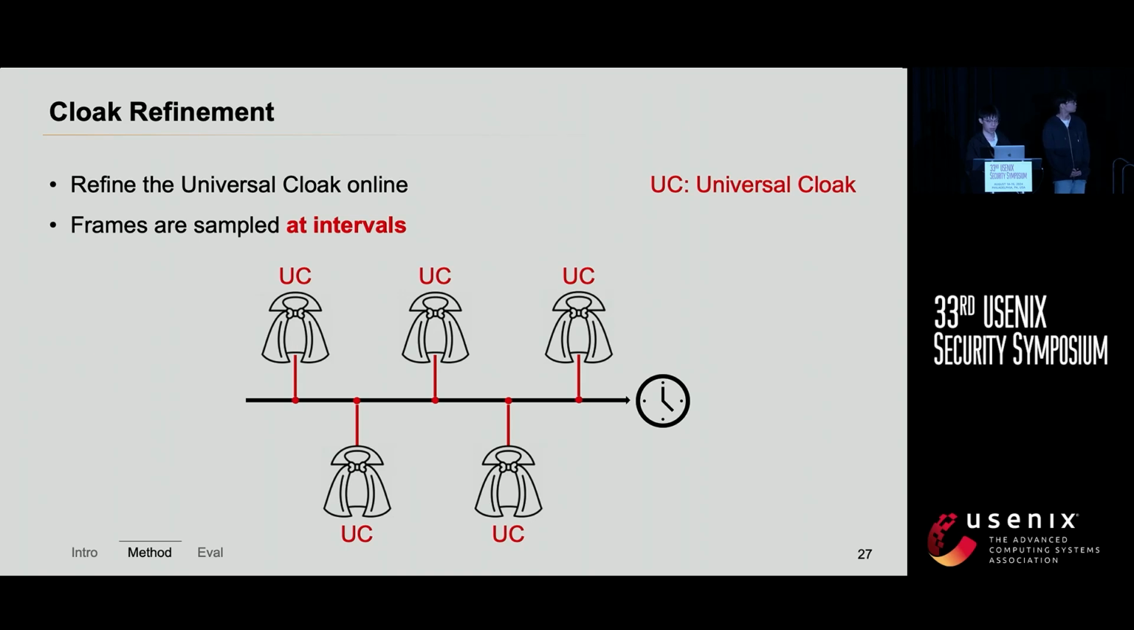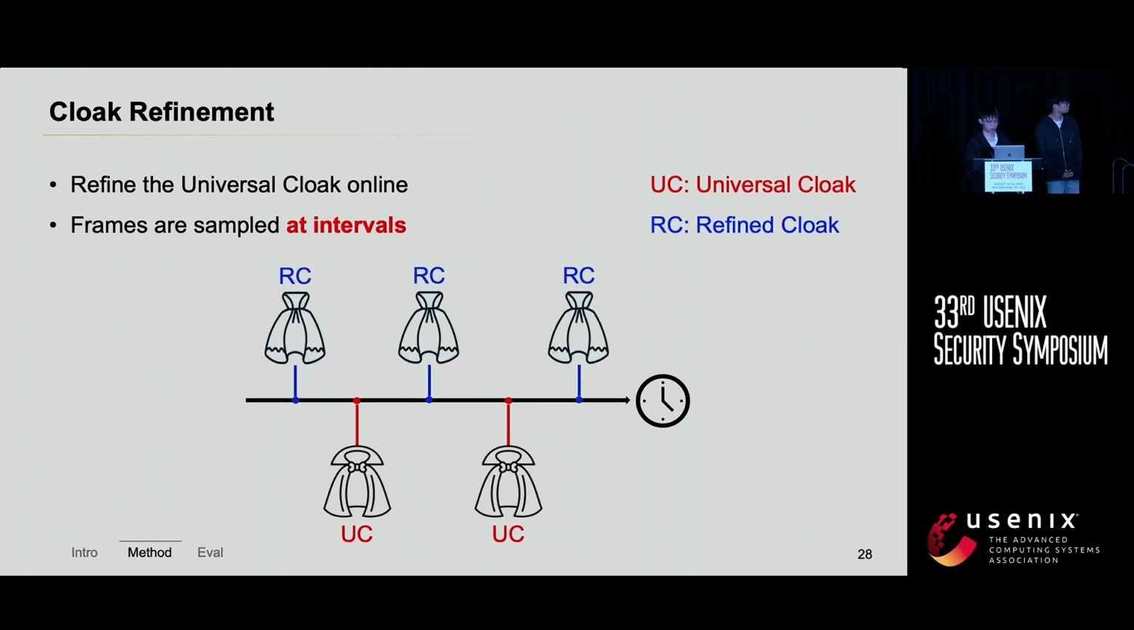So by default, as shown in this figure, we deploy the universal clock for all frames. And then we can replace some of these universal clocks with refined clocks, and the interval is determined by us. So we can insert a refined clock every 3 frames, or as shown in this figure, we insert one every other frame. This strategy allows us to significantly reduce the effectiveness of visual aimbots while maintaining real-time performance.